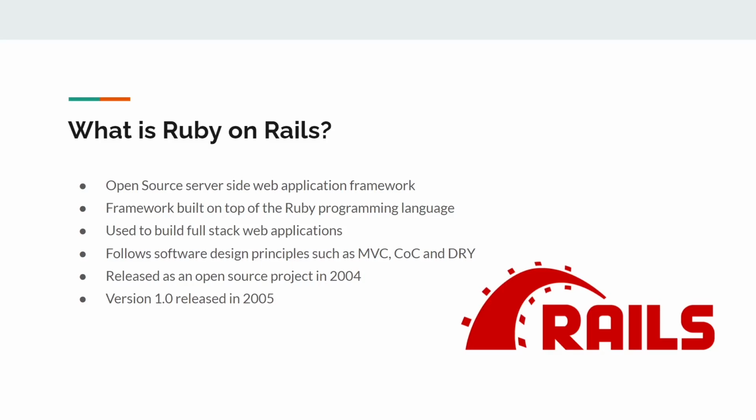Ruby on Rails is an open source server-side web application framework that is built on top of the Ruby programming language. Ruby on Rails has full stack capabilities and is used to develop web applications such as Airbnb, GitHub, and Shopify. Ruby on Rails was first released in August of 2004 by David Heinemeier Hansson, or DHH as many people call him, and follows software patterns such as Model View Controller, Convention over Configuration, and Don't Repeat Yourself. Later, we will go into more depth in how Rails incorporates these patterns in their framework.